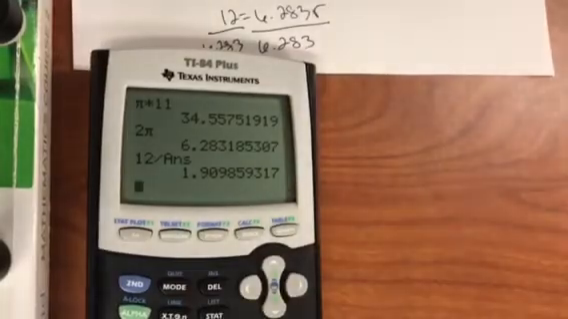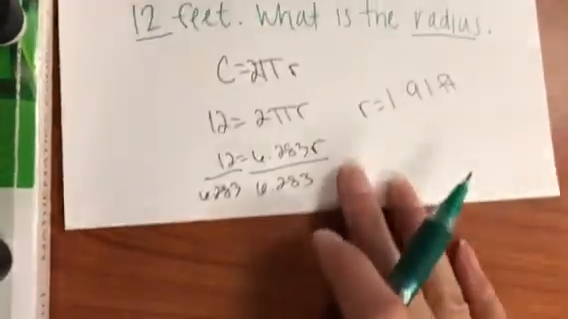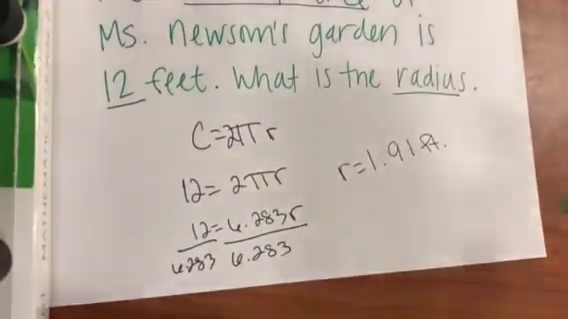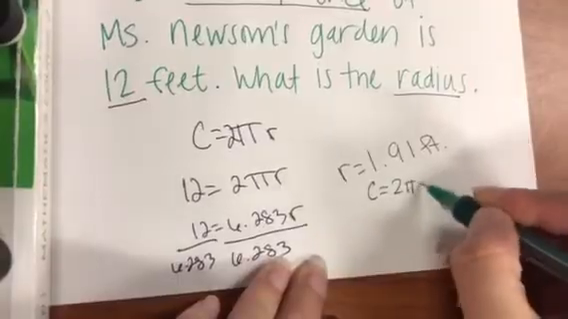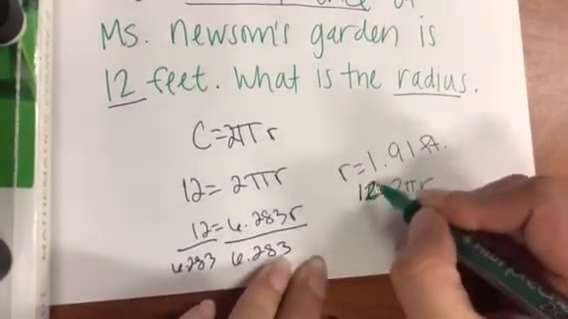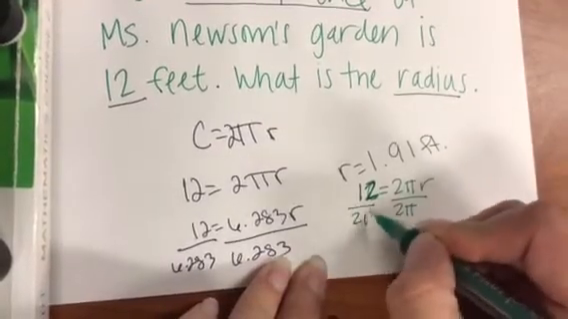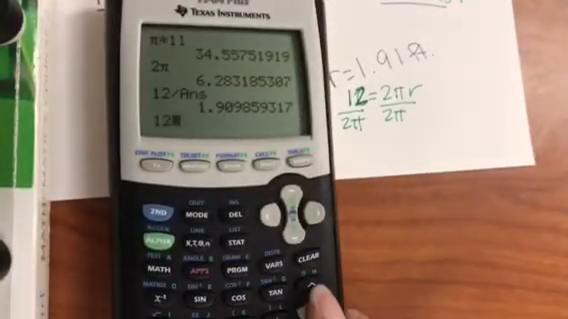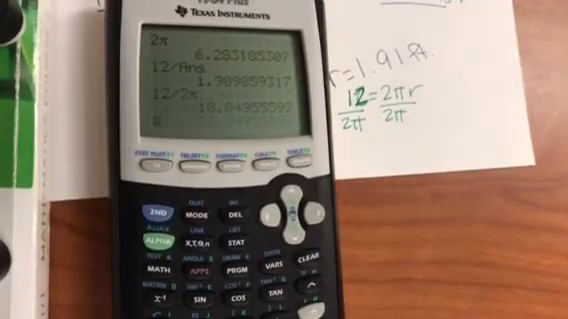You took up my space. I was going to show a different way. Now granted, her way is not wrong. It's totally fine, but I prefer a different way, and I find it might be shorter. So C equals 2 pi r, with 12 in there. I'm not going to multiply this out, that takes too much time. I'm going to divide by 2 pi, divide by 2 pi. So then I'm going to do 12 divided by 2 pi in my calculator.